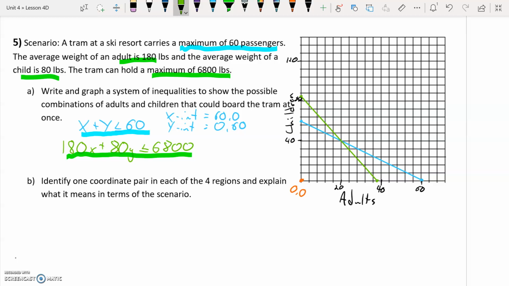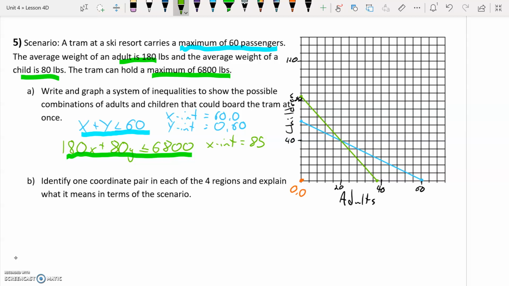For the green line, the one pertaining to the weight, if x is 0, so if there are no adults, 85 children would give you a total weight of 6,800 pounds. So this is just substitute and solve. For our x-intercept, if you put y is 0 into that equation, divide both sides by 80, you could have 85 children.